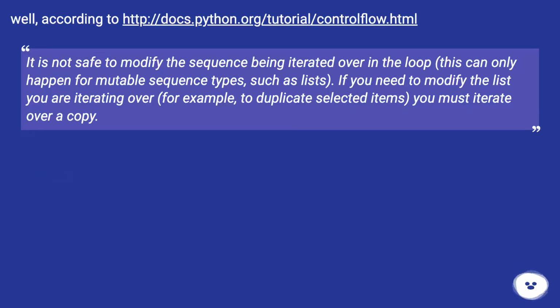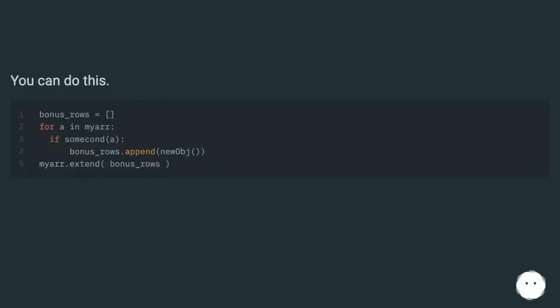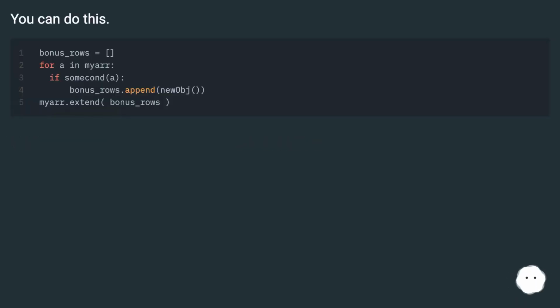Well, according to this URL, it is not safe to modify the sequence being iterated over in the loop. This can only happen for mutable sequence types, such as lists. If you need to modify the list you are iterating over, for example, to duplicate selected items, you must iterate over a copy. You can do this.